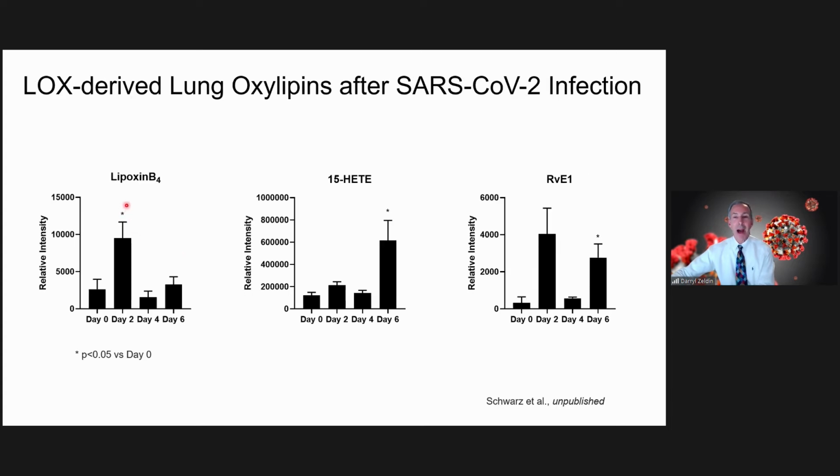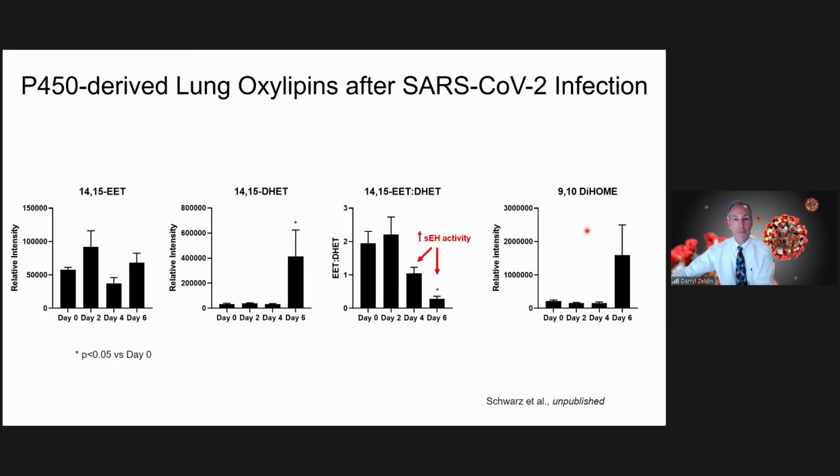The pattern for the lipoxygenase products was more variable. For example, lipoxin B4 was increased on day 2 and to a lesser extent on day 6. 15-HETE was increased only on day 6, whereas resolvin E1 appears to have a biphasic response similar to the prostaglandins, with increases both on days 2 and 6. The pattern of 14,15-EET was similar to that of the prostaglandins with a biphasic response, although the small increases on days 2 and 6 were not statistically significant.